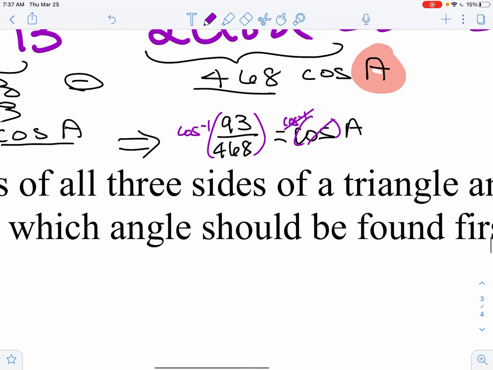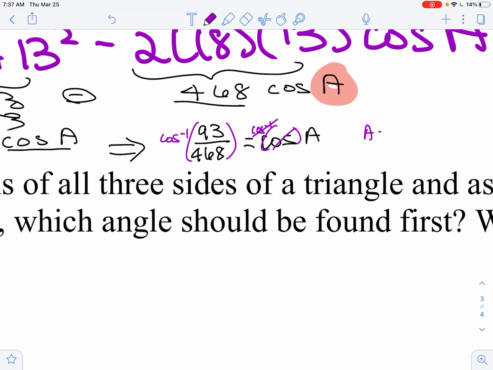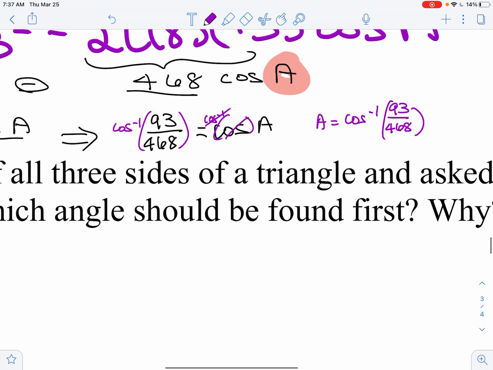This is going to cancel. So I'm left with A equals the inverse cosine of 93 over 468. So go ahead and put that in your calculator. Do not forget the parentheses around the whole thing. And when we plug it in, inverse cosine of 93 over 468, close parentheses, we get 78.5, and that's in degrees because we're looking for that angle.